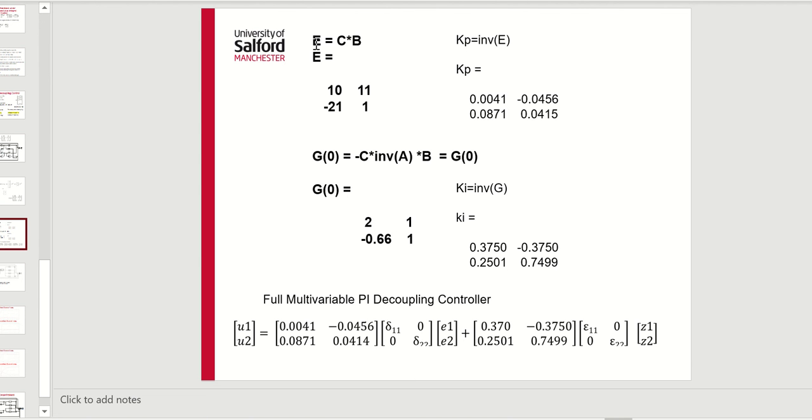So we've used the initial decoupling matrix E to get Kp, and used the steady state decoupling matrix, the open loop G0, to get Ki. Then we can put this into here, and this goes into here, and this becomes now our multivariable controller to achieve decoupling. And we've got some tunable gains here on the loops. That's your proportional gain, integral gain on loop 1, proportional gain, integral gain on loop 2.